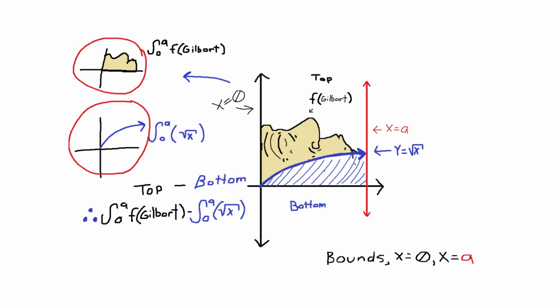And when you're doing this step, you have to be very careful about what function you're actually subtracting. So the rule of thumb generally goes, you should do it top minus bottom. So whatever function is the topmost function, in this case it would be Gilbert, would come first because it's the larger function. And then you'd be subtracting the smaller function, which is the bottommost function.